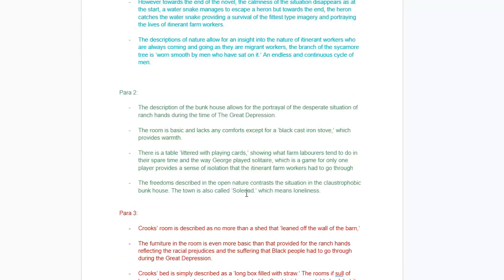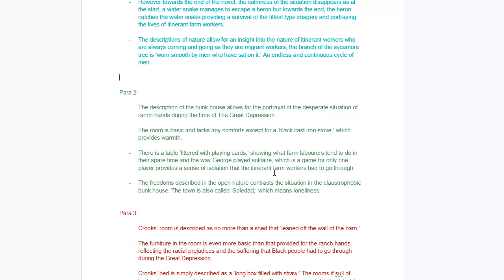Paragraph 2, we look at the description of the bunkhouse, and it allows for a greater portrayal of the harsh situation of ranch hands during the time of the Great Depression. For example, the room is basic, it lacks any comfort except for a black cast iron stove, which provides basic warmth, and it just shows the desperation of the situation. There's a table littered with playing cards, showing what farm labourers tend to do, and George plays solitaire, a game only for one person, again showing a sense of isolation provided by the location that itinerant farm workers had to go through.